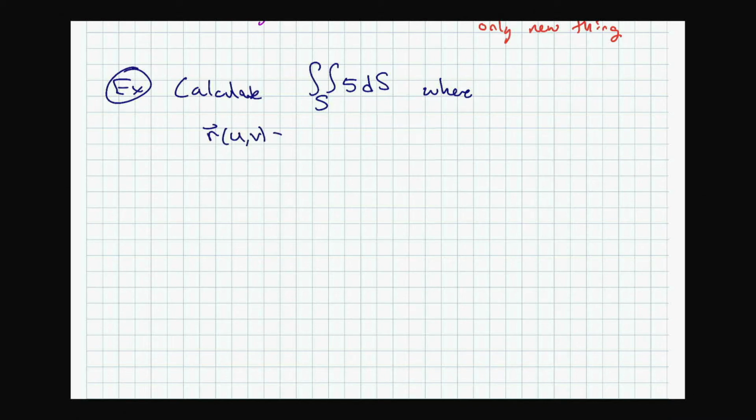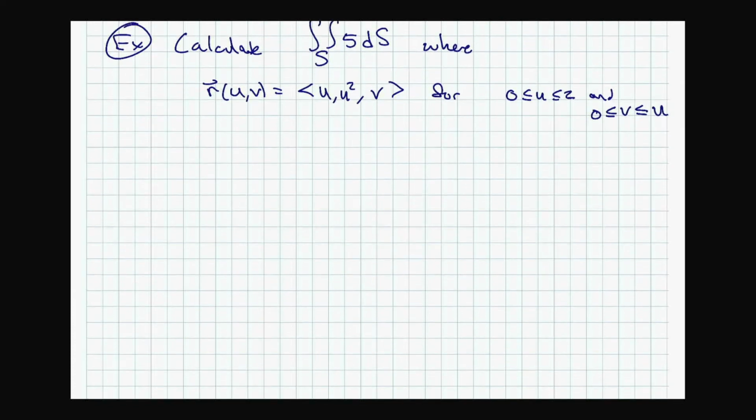So this is going to be pretty straightforward if you did the previous lecture. So they say calculate the integral over S of 5 dS. So, 5 is not going to be that interesting, but here we go, where r of u, v, they're giving us the parameterization, which is nice of them, u, u squared, v, and then they say for 0 less than u less than 2, and 0 less than v less than u. Oh, okay, there's a wrinkle, right? We don't have a constant here. We have the variable. Okay.